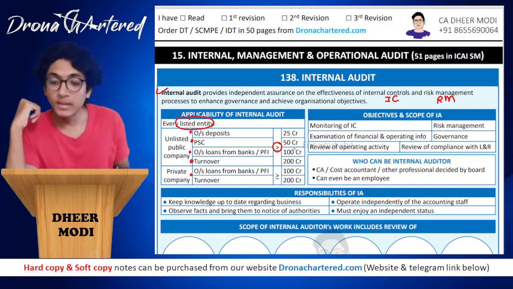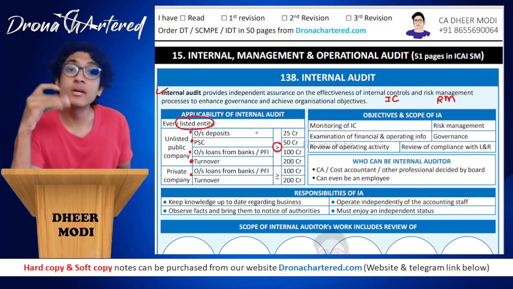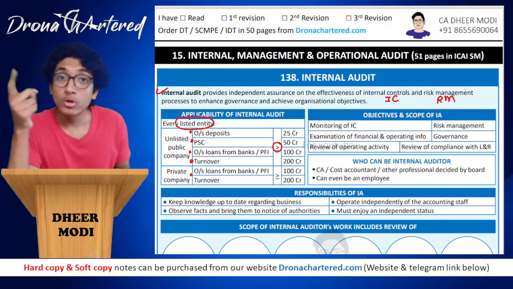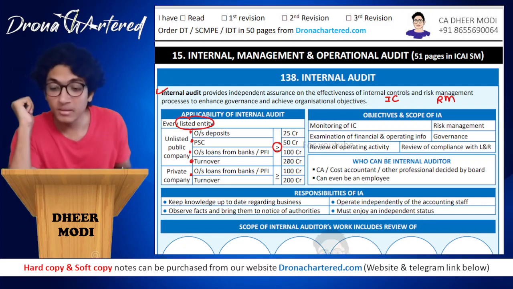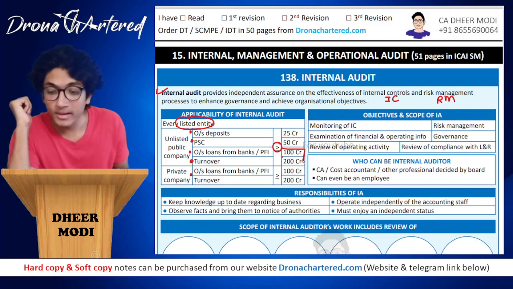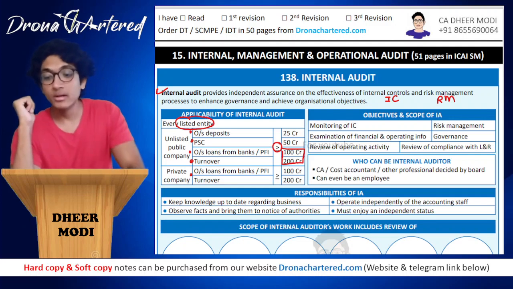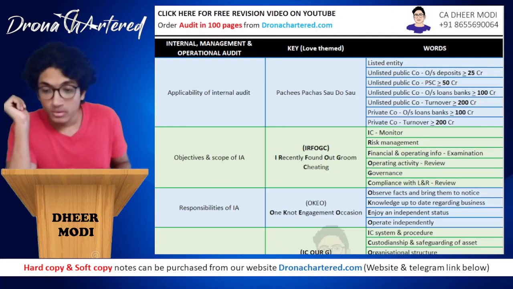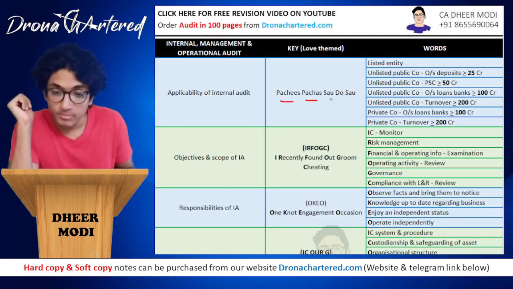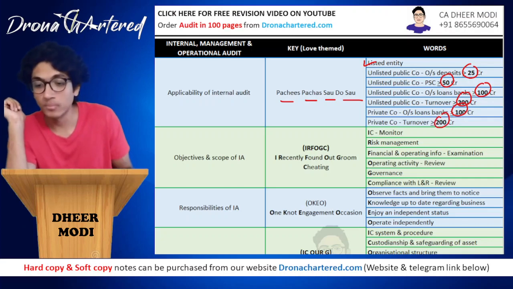So what do you have to remember? Basically, for listed entities, all listed entities are covered. Then we did 25, 50, 100, 200 for your unlisted public company. For a private company, you only have to remember these two limits, that is your 100 crores and your 200 crore limits. Okay, so this is your applicability of internal audit: listed, then 25, 50, 100, 200, and again 100 and 200.